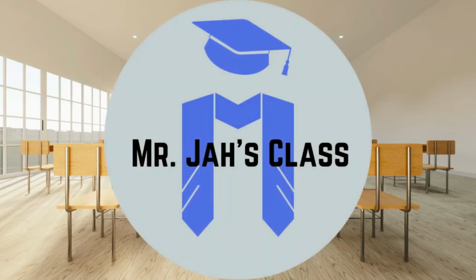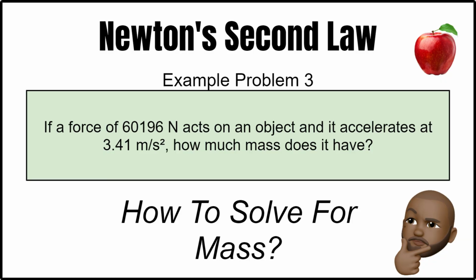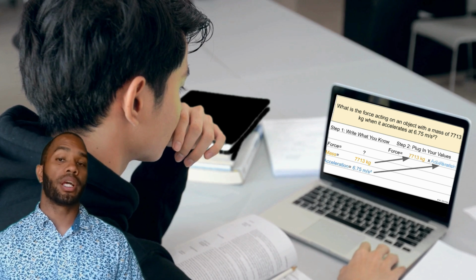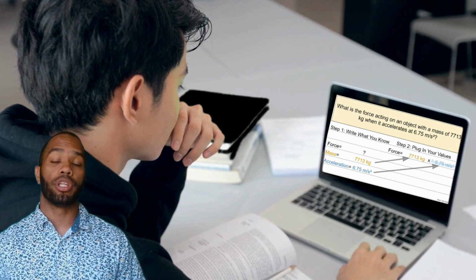Let's get started. How to solve for mass when dealing with Newton's second law. Let's take a look at this problem. If a force of 60,196 newtons acts on an object and it accelerates at 3.41 meters per second squared, how much mass does it have?